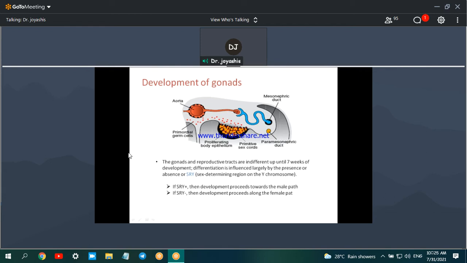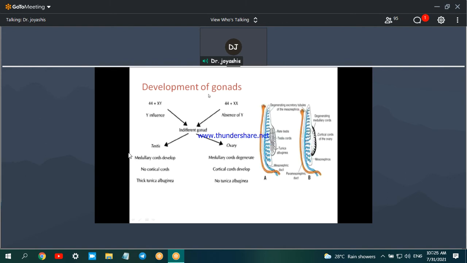Again, the primitive sex cords. This figure is taken from the Langman embryology text. This is the paramesonephric duct. This is the mesonephric duct. The gonad remains indifferent up to the 7th week of embryonic life.